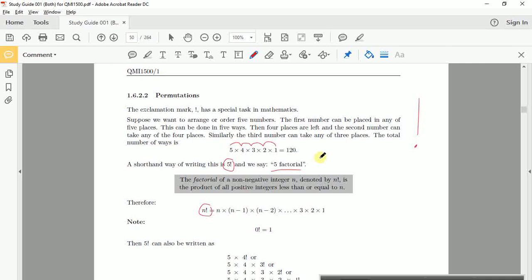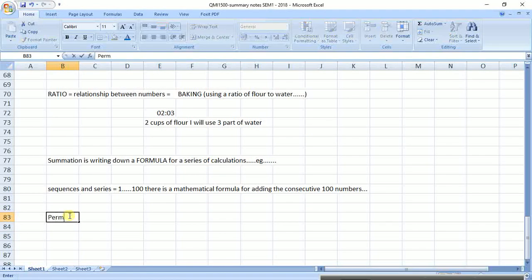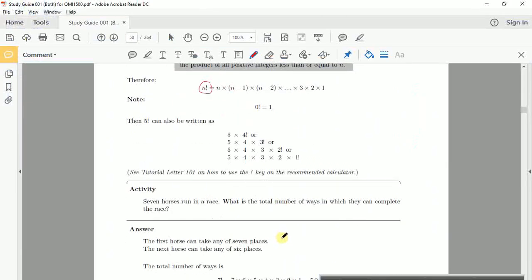Permutations are only used when doing statistics. So just a note here: permutations are for stats. Factorials, i.e. that. 5 factorial can be written in different methods. The thing is, this exclamation just means all the other numbers multiplied. That's all.